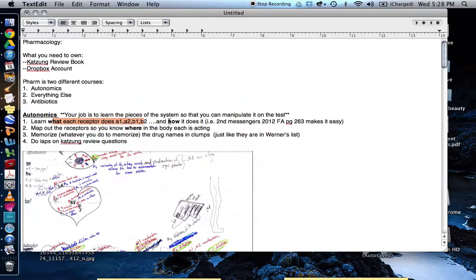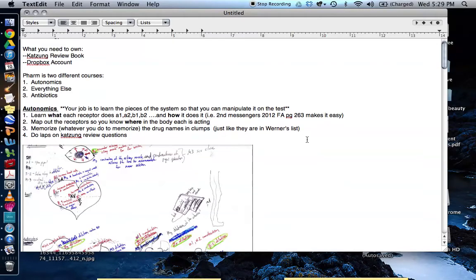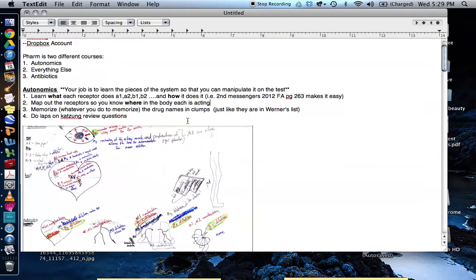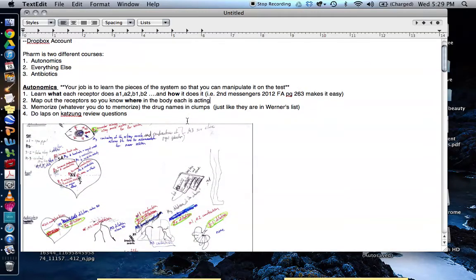You need to know how it does it. That's your second messengers. Don't get too stressed about that. First Aid for the 2012 version, page 263, makes it really simple, gives you mnemonics. Anybody can learn it. I refer to that page all year, like, oh, I'm dealing with this IP3 pathway or cAMP second messenger pathway again. I'll just take a glance at it. Glance at it about a million times and you'll know it, okay? And then map out. Yeah, okay, so I said map out. And then you just have to memorize.